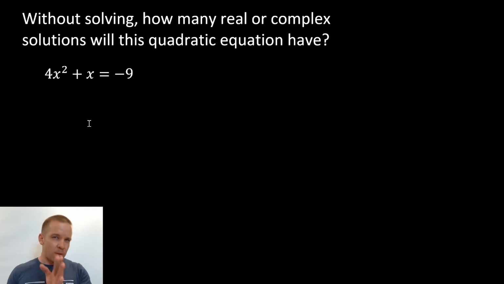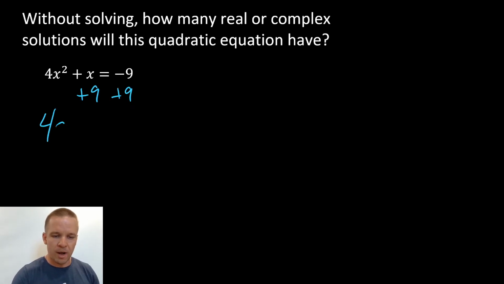Well, it starts the same. We want to set this bad boy equal to 0. So I'm going to do that. I'm going to add 9 to both sides. I'm going to have 4x squared plus x plus 9 equals 0.